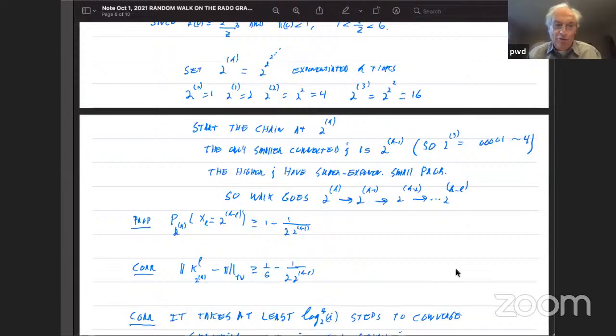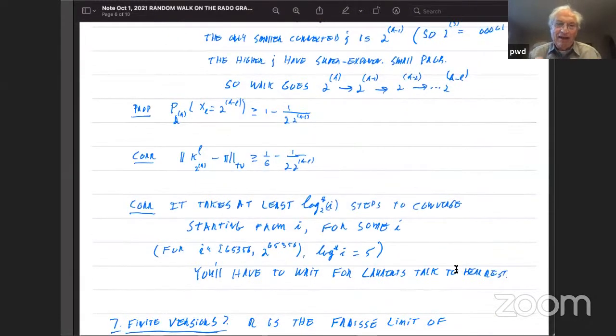So Takis, I told you we were going to have log star. It takes at least log star of the starting state for certain starting states to converge. And I remind you, in case it's not your friend, log star is how many times you have to apply log in order to get down to something, you know, negative or so. For example, if i is between 65,535 and 2 to the 65,535, log star is 5. So it grows very, very slowly. Okay. But it's not bounded.